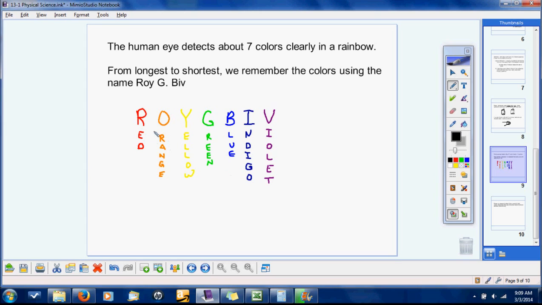Red, orange, yellow, G, green, and Biv, blue, indigo, and violet. Okay, indigo is more like a purpley blue. So Roy G. Biv: red, orange, yellow, green, blue, indigo, violet. And if you remember, the red is the longest of those wavelengths, and the violet is the shortest.